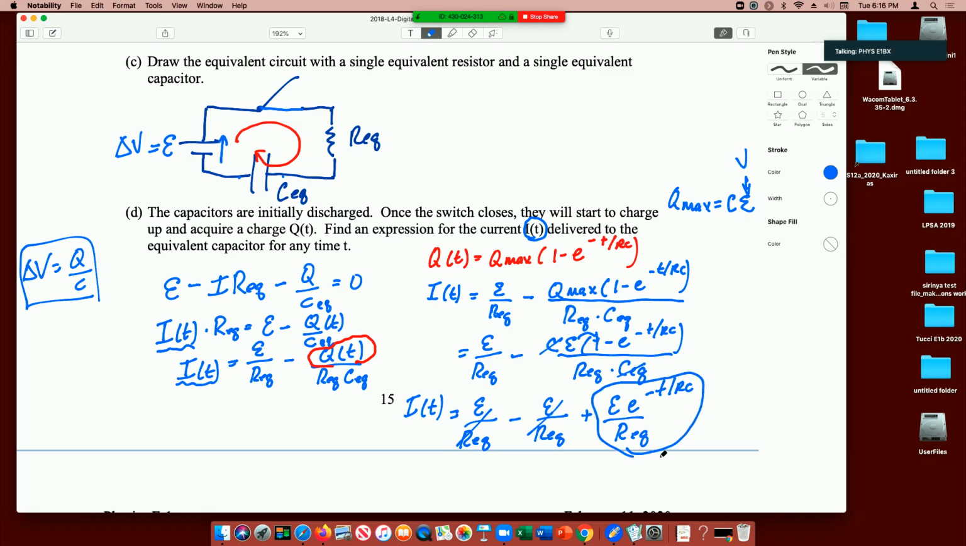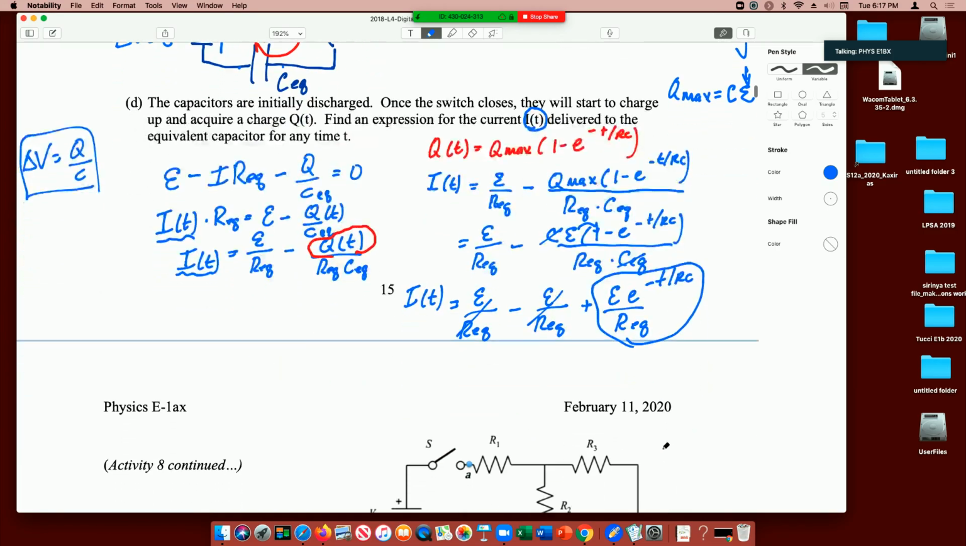So this is really useful because it allows you to plug in any time and see what the current is, to see how much current has flowed to the capacitor. Okay, is that clear? And this is an example of, it's nice to see it once, but you'd never have to reproduce it. We just want you to see where everything comes from. Okay, so is that good? Does anyone have any questions?